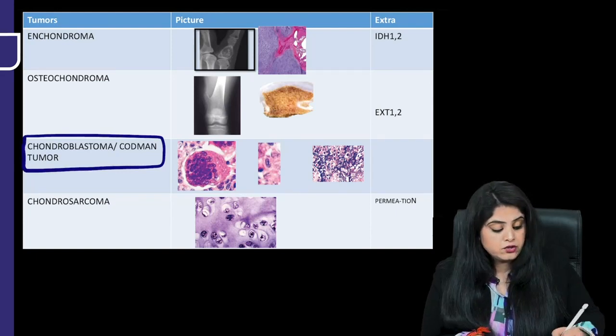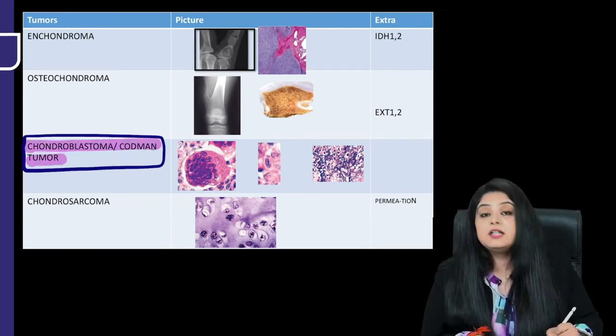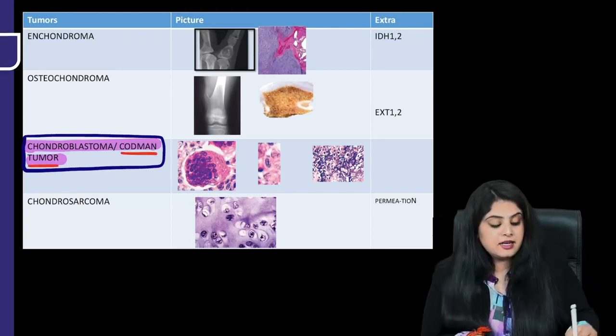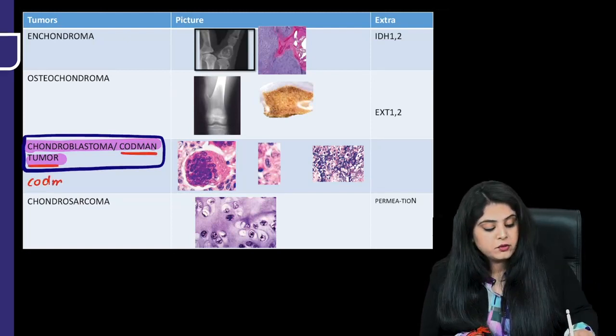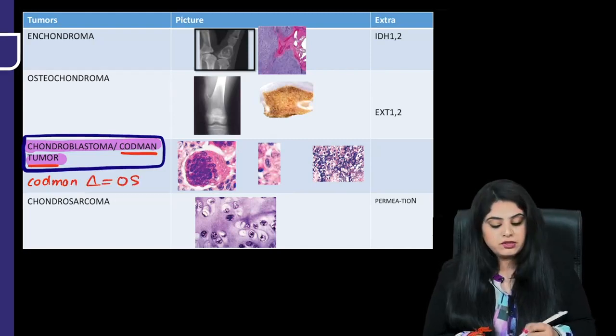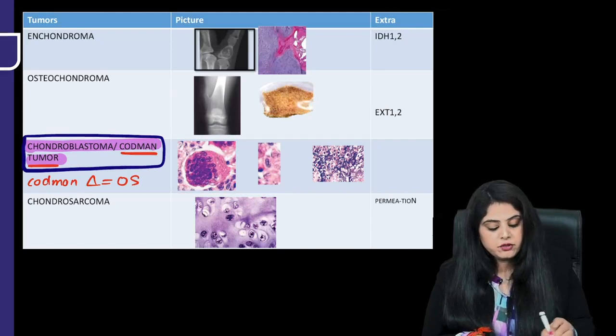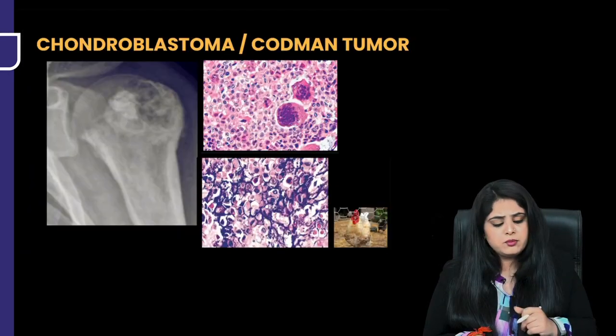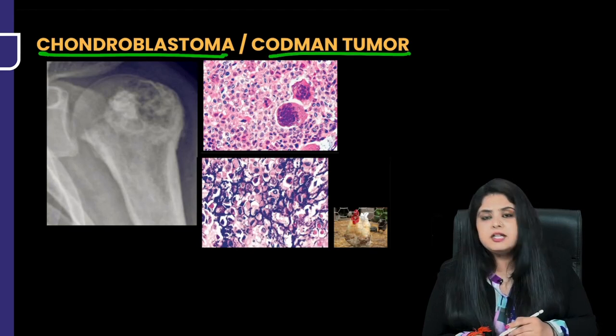Now guys, chondroblastoma is known as the Codman tumor. Please note, Codman tumor and Codman triangle are different. Codman tumor is in front of you, and where did you see the Codman triangle? That was seen in osteosarcoma. So what are these three pictures that I've got for you for chondroblastoma? This is their favorite exam question. Three pictures of chondroblastoma, the Codman tumor.